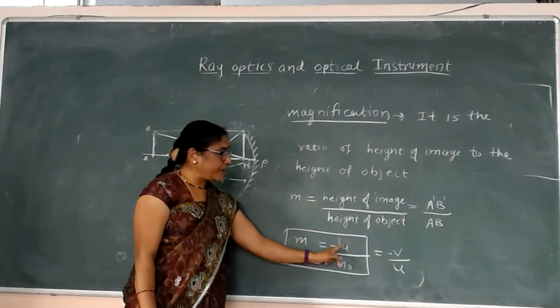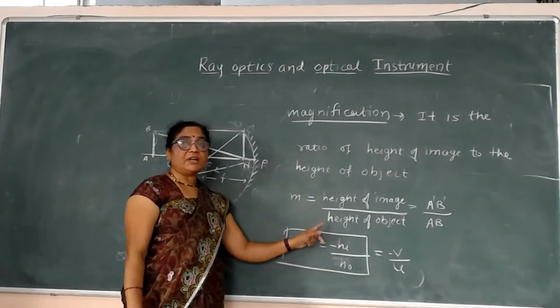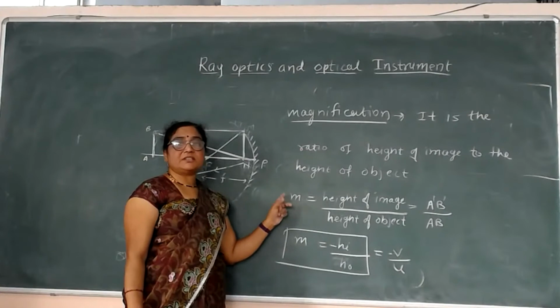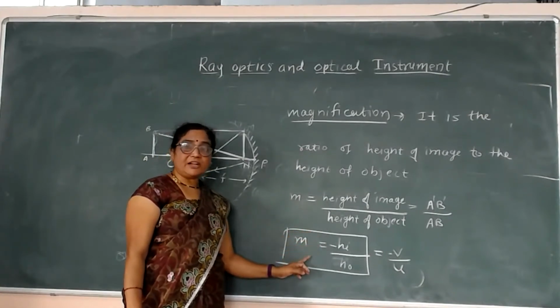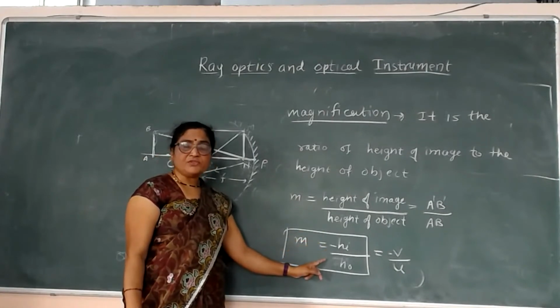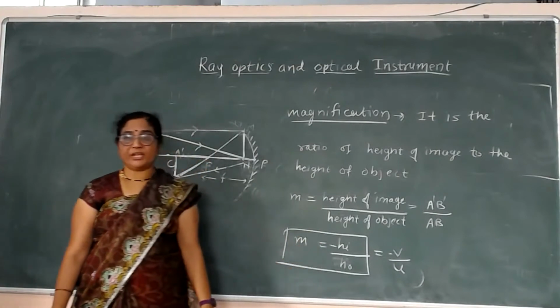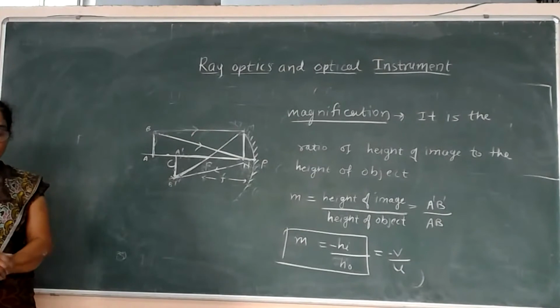When the height of image and height of object are equal, at that time we consider magnification is equal to 1, means the image is found as it is. Otherwise, if the image is less than the object, then we get a minus sign. So we use this formula for the numericals, that is the magnification in terms of height of object as well as height of image.